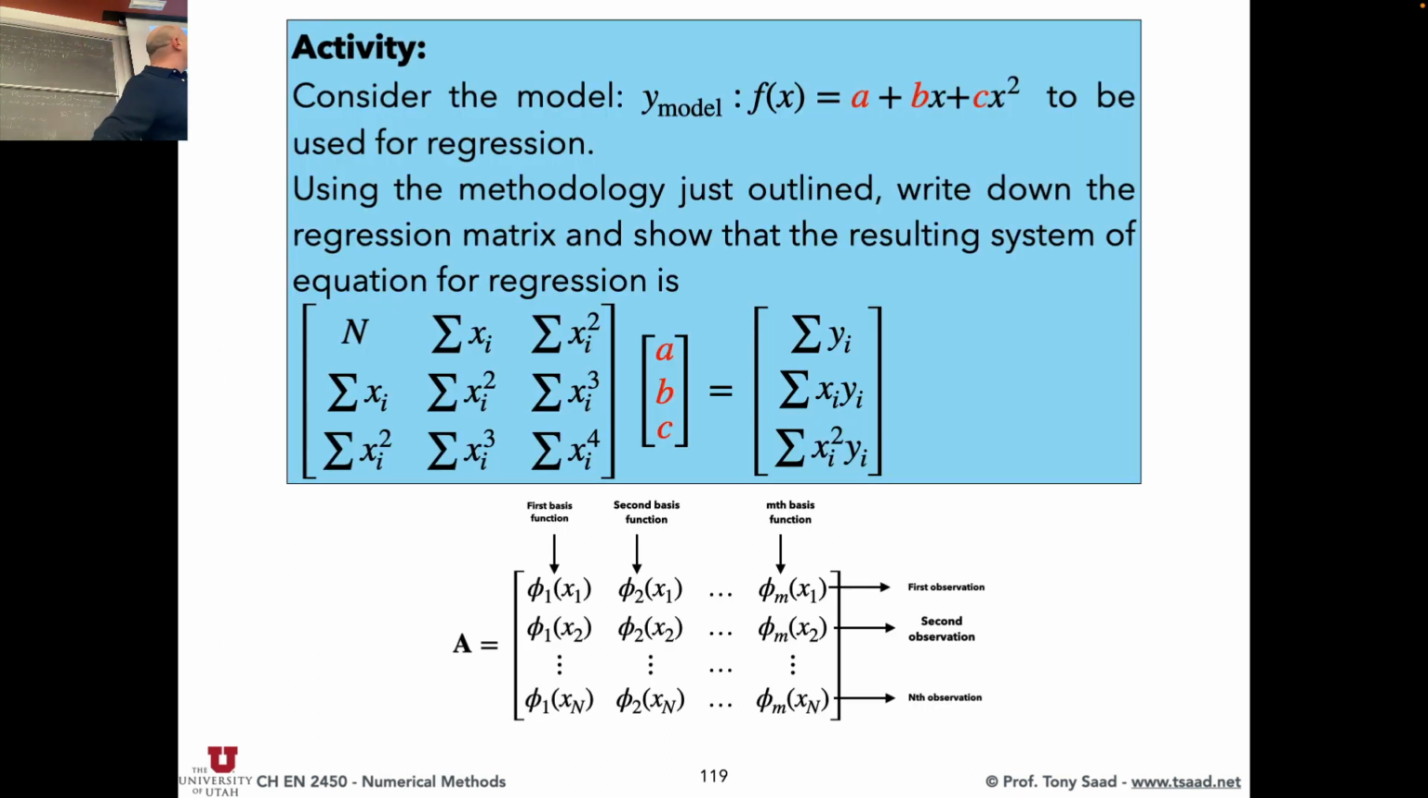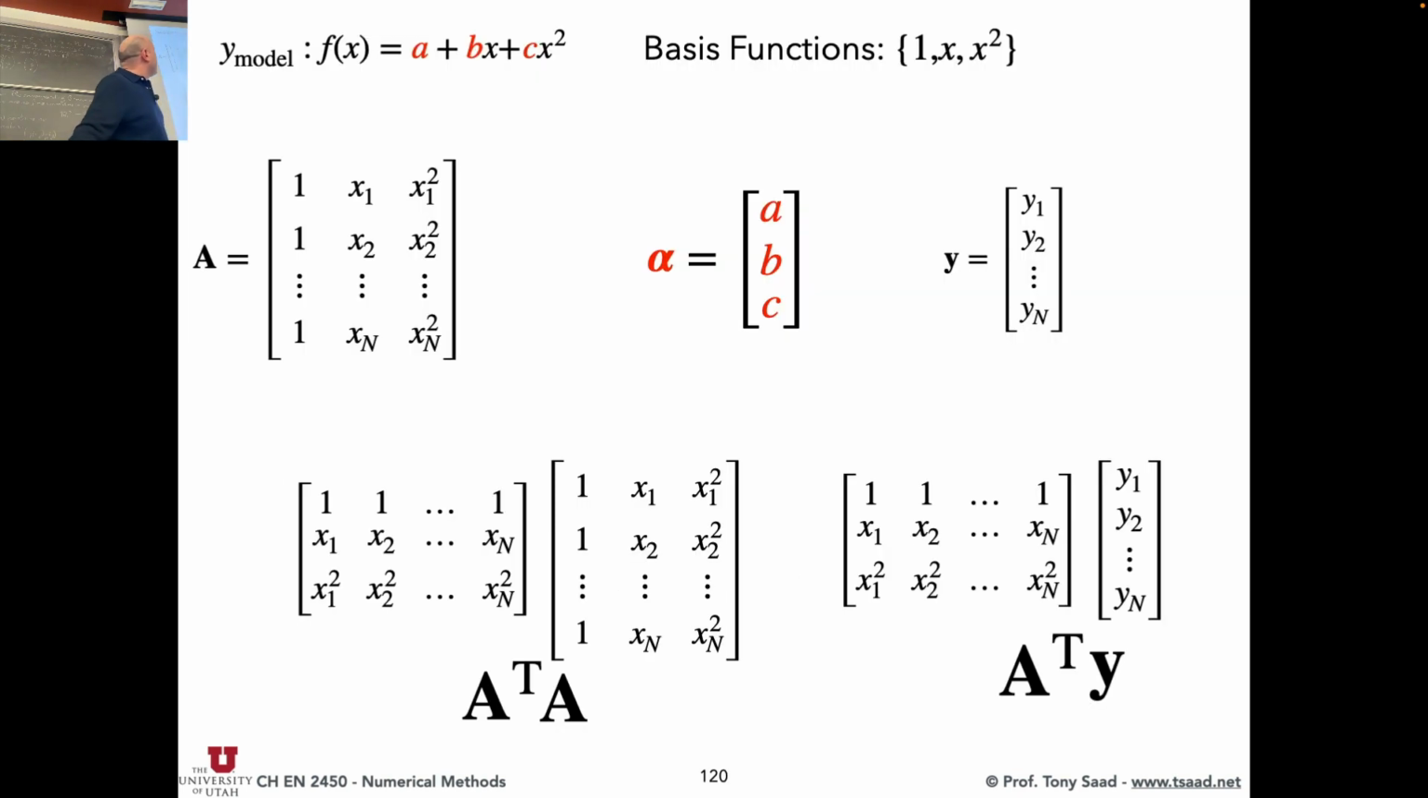But yeah, one line to build the matrix A, and I'll show you in a minute. Okay, so this is my answer. Basis functions are 1, x, and x squared. In my coefficient matrix, the columns contain the basis functions. First basis function is 1, second basis function is x, and third basis function is x squared.